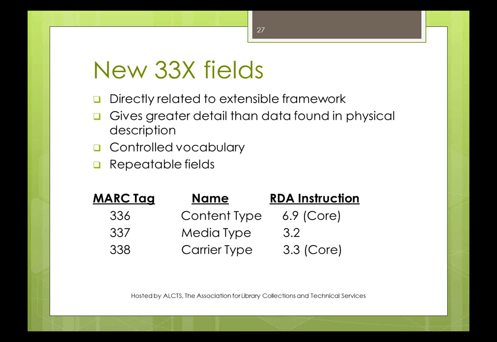In RDA, this idea has been broken out into 3 new fields, both to provide better levels of specificity and to enhance our resource descriptions for use in other content schemas. Note that these fields are repeatable and that what goes into them are from a controlled vocabulary. The fields are the 336 field for content type, and the RDA instructions are found in 6.9. The 337 for media type, with the instructions found in 3.2, and the 338 for carrier type, and its instructions are found in 3.3. And note also that 2 of these are core elements.